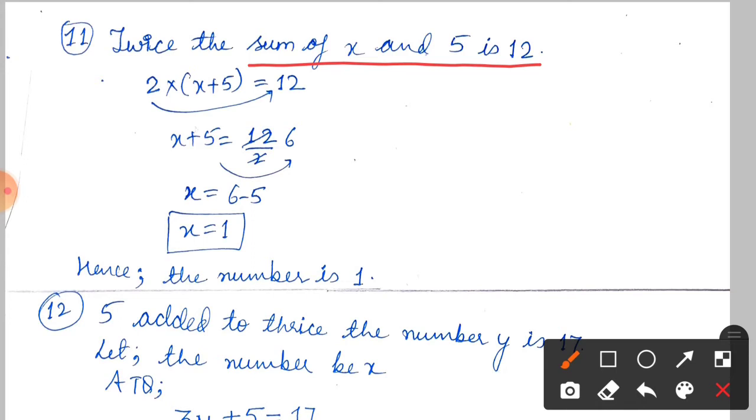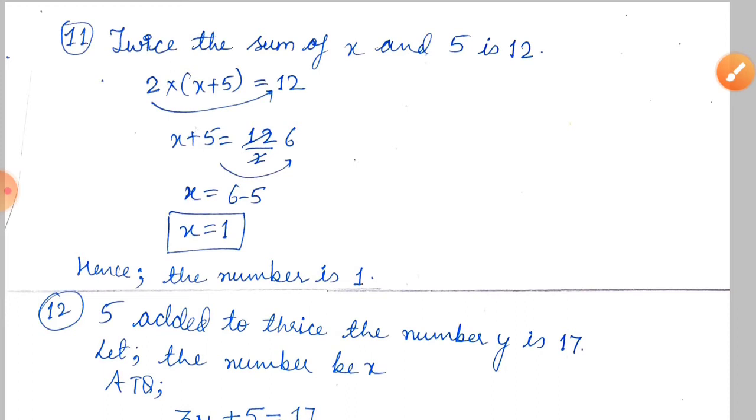Now the 11th question is, twice the sum of x and 5. Again the word twice is there, so the sum of x and 5 means x plus 5. So transpose this 2 towards the right side and thus we get the number as 1.